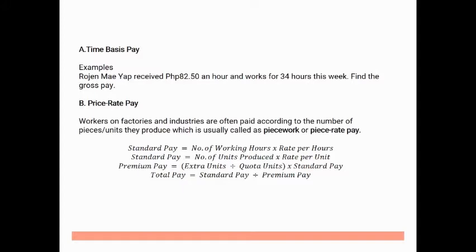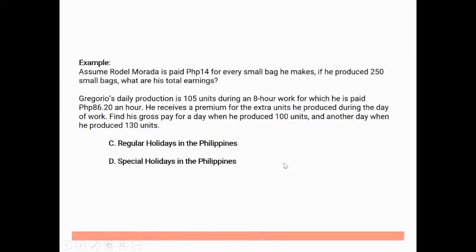If production or sales doesn't meet or exceed the quota, only the standard wage is paid. On the other hand, if the production or sales exceeded the quota, the worker will receive the standard pay and a premium for the extra units. So these are the formulas that we're going to use. And let's have an example for this.